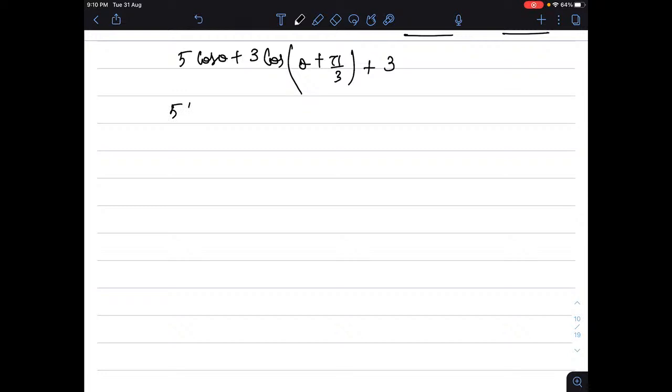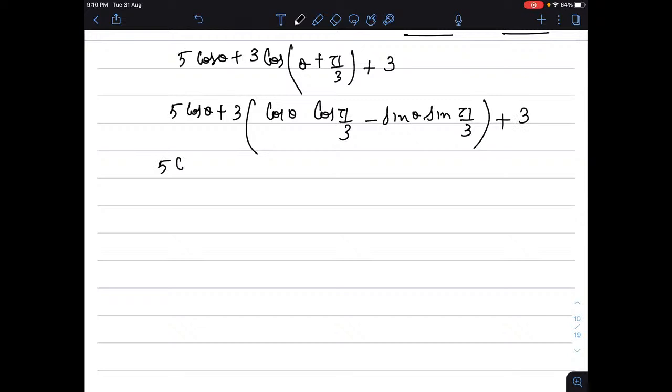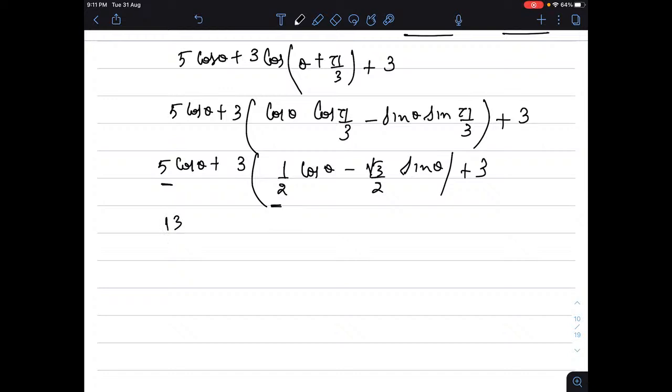So you would have to write like 5 cos theta plus 3 times of cos theta cos pi by 3 minus sin theta sin pi by 3. Because we do know the formula for cos of a plus b, cos a cos b minus sin a sin b, plus 3 it will be. So 5 cos theta will be written over here, 3 multiplied by 1 by 2 cos theta minus root 3 by 2 sin theta plus 3 it will be. Now 5 plus 3 by 2 will be becoming what? 13 by 2 cos theta.